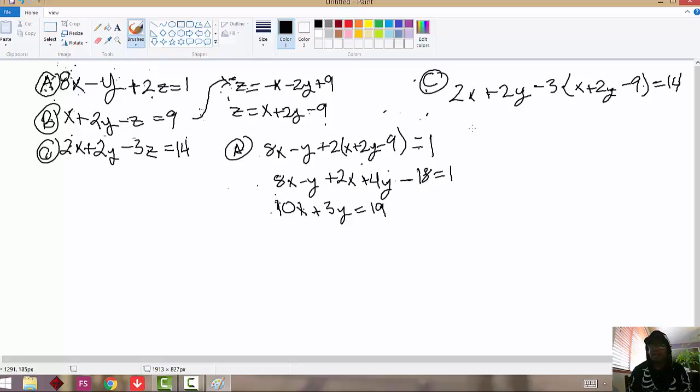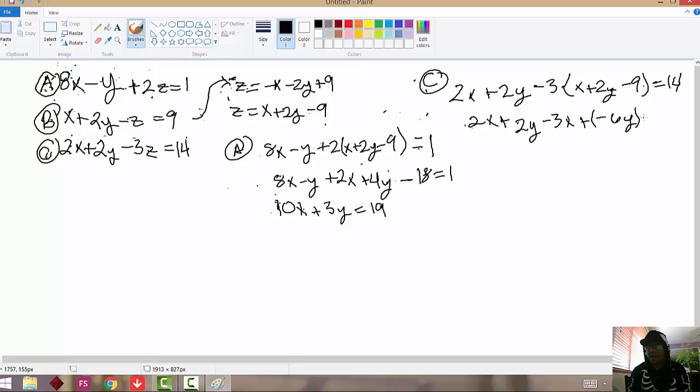Right, so let's see. Let's figure this out. So we have 2x plus 2x plus 2y, and then we have negative 3 times x is negative 3x, plus negative 3 times 2, well, it's going to be negative 6y.